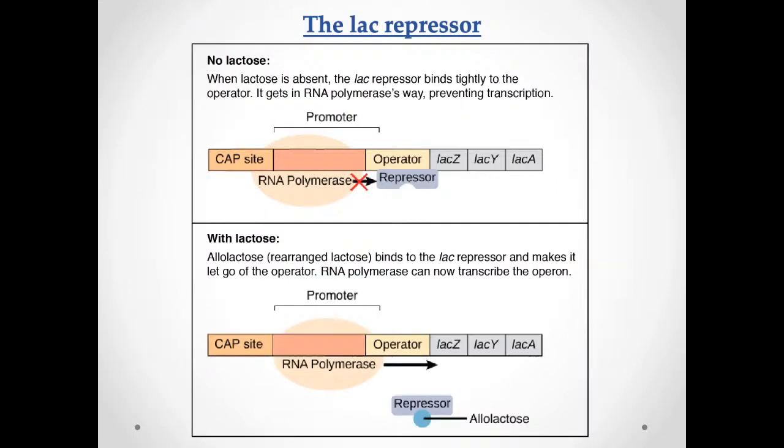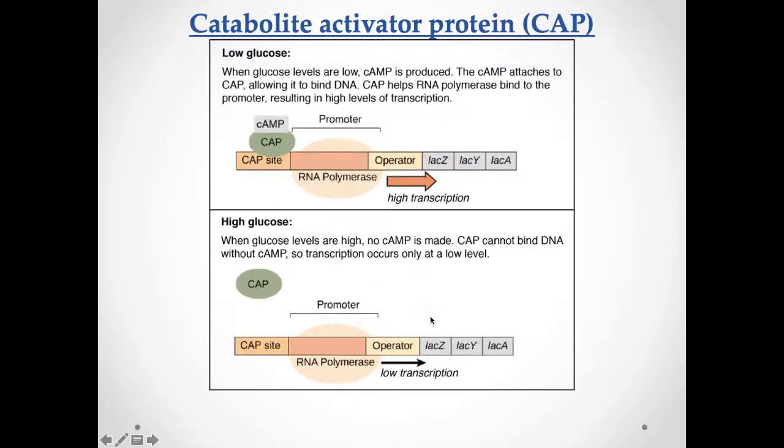I will go over these two slides again. No lactose means the repressor can attach to the operator. With lactose, allolactose will attach to the repressor, so the repressor can't attach to the operator. If it is attached, RNA polymerase can't attach, so no transcription. If it is absent from the operator, RNA polymerase can attach, hence transcription. If low glucose, cAMP will be produced, attach to the CAP, and the complex will attach to the CAP site, hence high transcription. If high glucose, no cAMP will be produced, and hence at the CAP site you will have very low transcription.